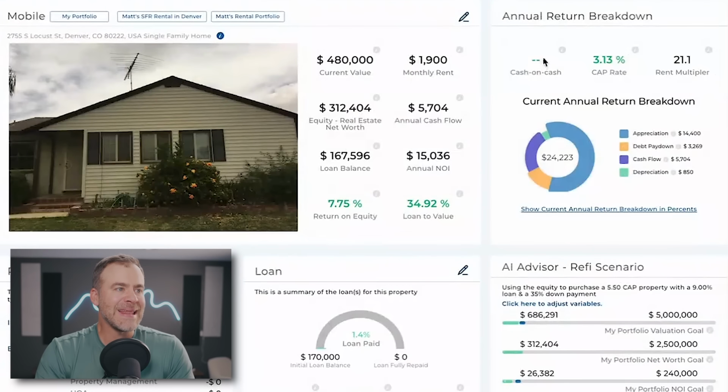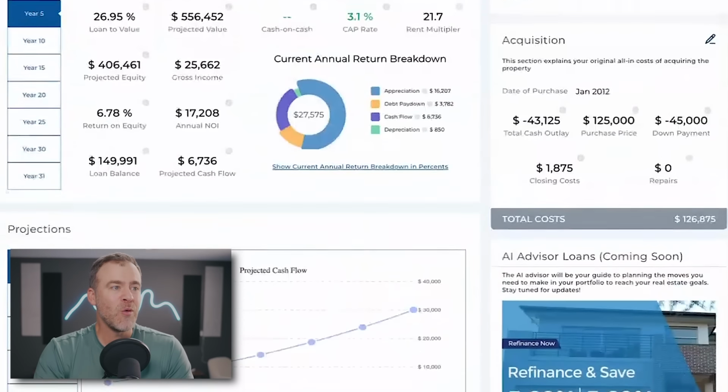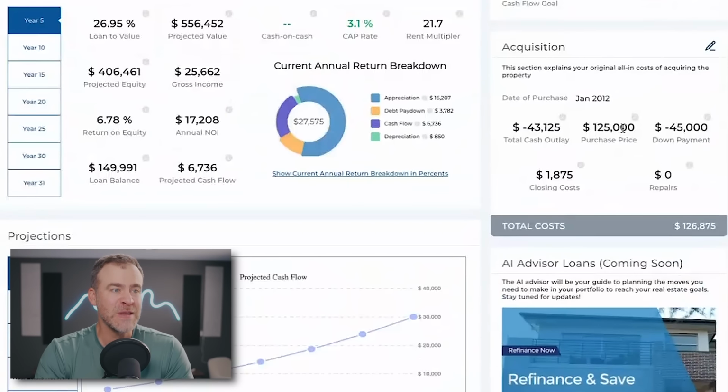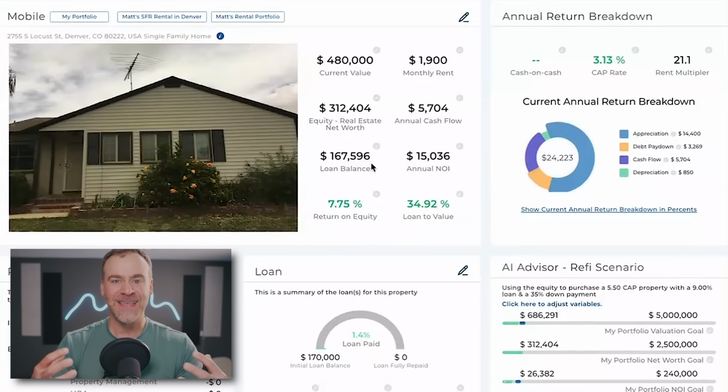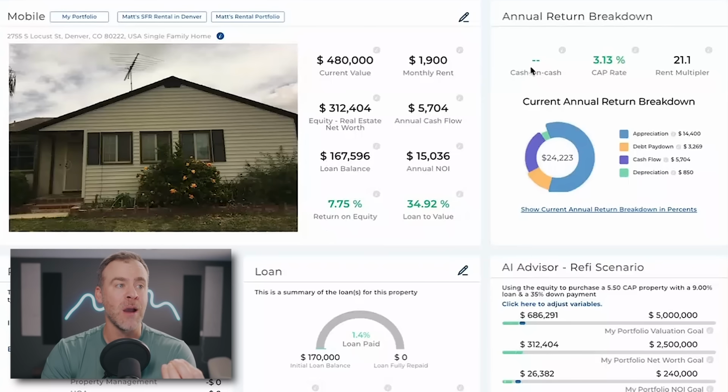The next number I look at is cash on cash. I follow this green line here. So cash on cash, well, it shows blank. Why? Well, it's because Matt bought this for $125,000, but now he has a loan balance of $168,000 on here. What happened? Well, years ago, he did a cash out refinance and he took some equity and reinvested it. So essentially, he did a long-term BRRRR on this property where he has none of his money in the property. So therefore, there's no cash on cash since he has no cash in the property.